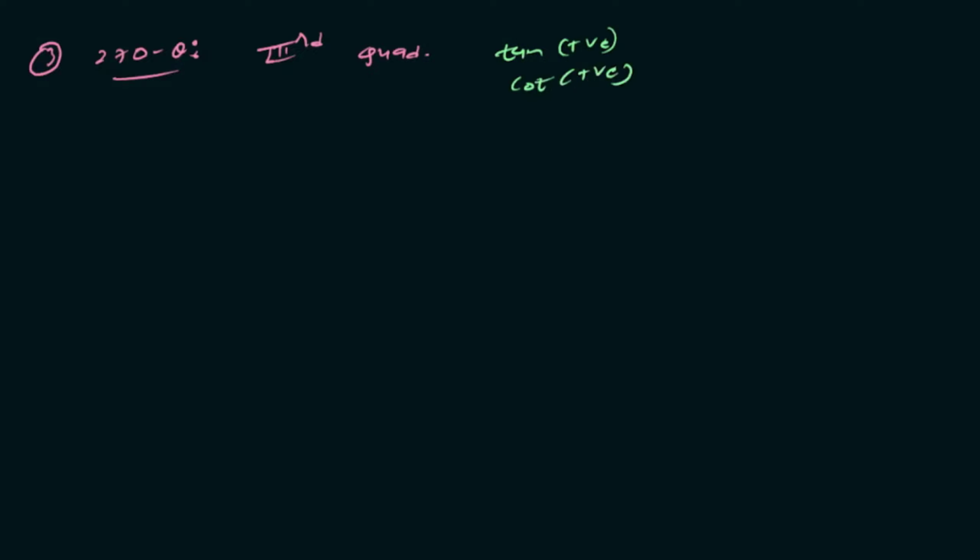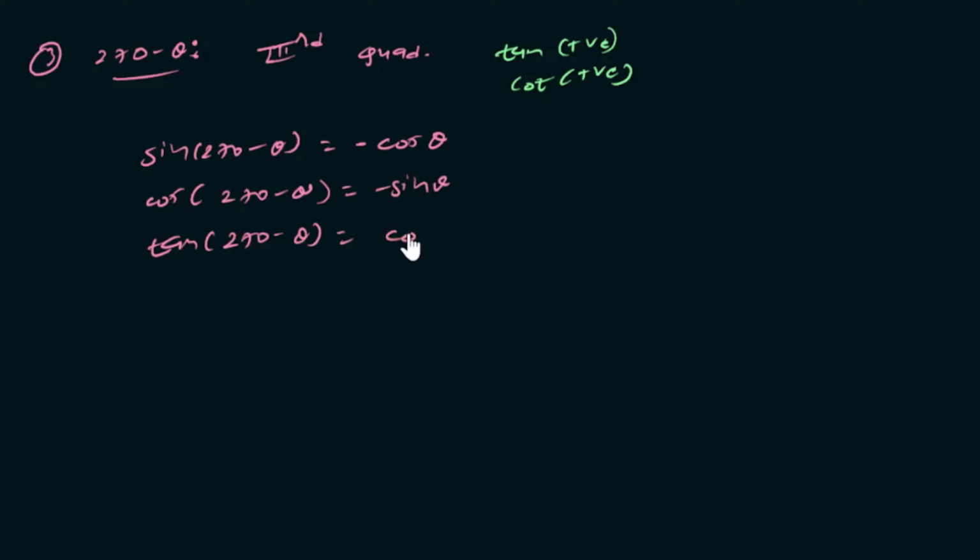Now let us put sine of 270 minus theta, cos of 270 minus theta, and tan of 270 minus theta. Here there is a 270, so we will change trigonometric functions into their complementary functions. Sine will be converted into cos theta, and it will be negative, the reason being that here only tan and cot are positive. Cos will be converted into minus sine theta, and tan will be converted into cot theta.